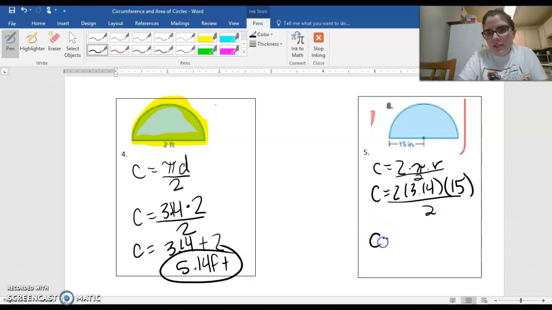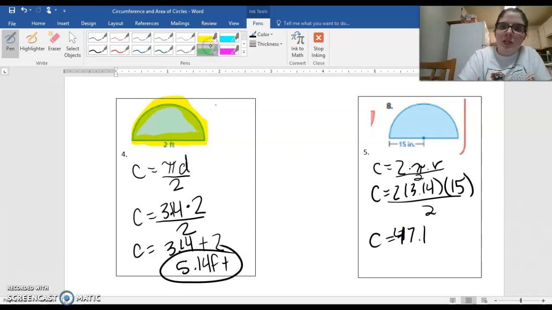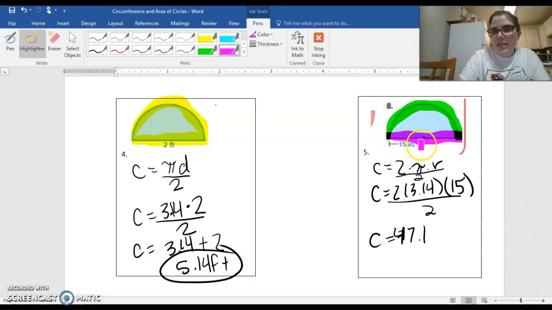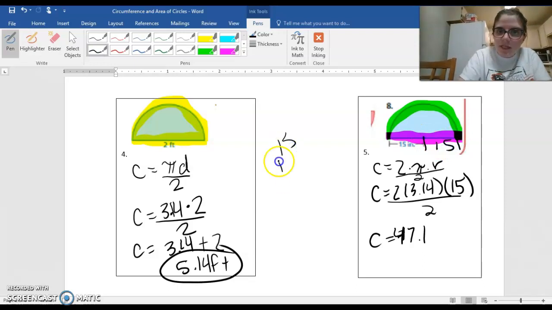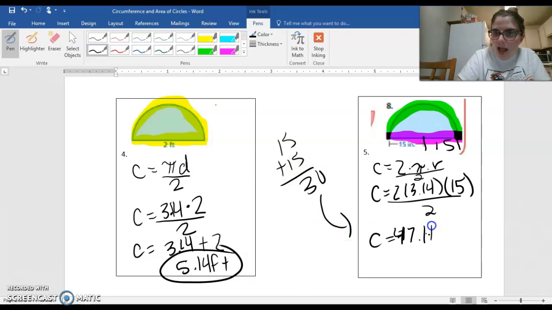So the circumference equals 47.1. And then remember, that's only this part out here, so we still need to add in this part. If half of that is 15, then this other half right here is also going to be 15. So 15 plus 15 is going to give me 30. So I'm going to add 30 onto here. So I'm going to get the circumference equals 77.1 inches.